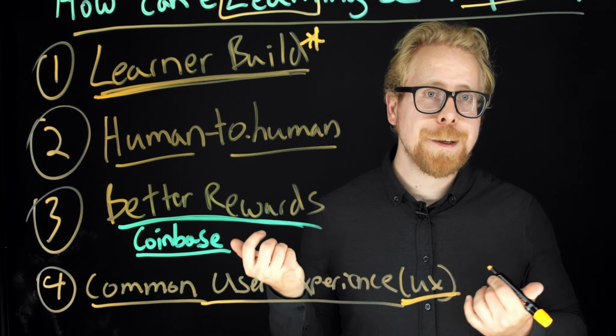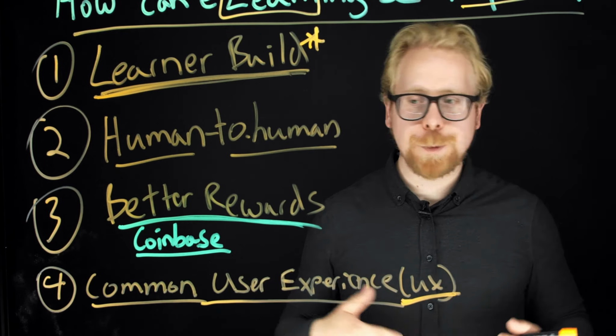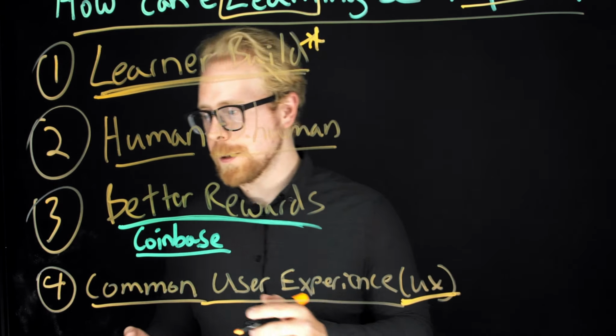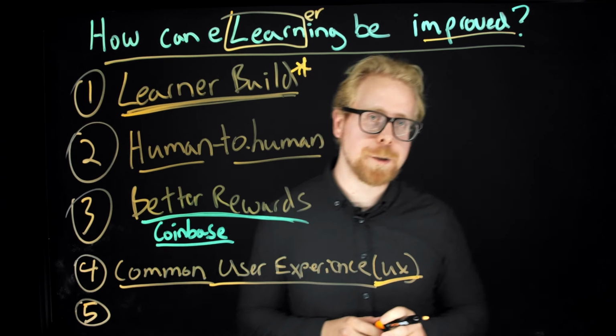That's what Netflix did. That's what TikTok does. That's what Instagram does. That's what YouTube does. Follow their model. They're doing it right. Why try and do something different from them? They have the user experience down. So common user experience. Number 5, there's some amazing technology out there.